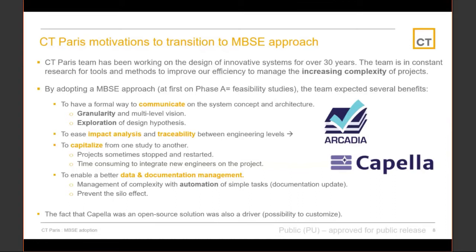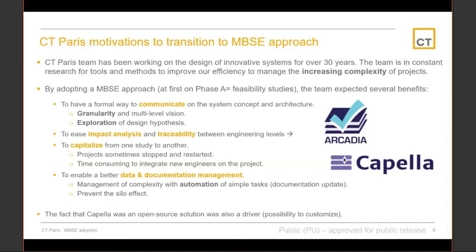So why did we choose Capella for MBSE? The first fact is, as I said, we are looking for a tool that can cover several life cycle phases of a project. And so what was very important for us is to have the Arcadia perspective, the 4 Arcadia perspectives, that really fit with our need.